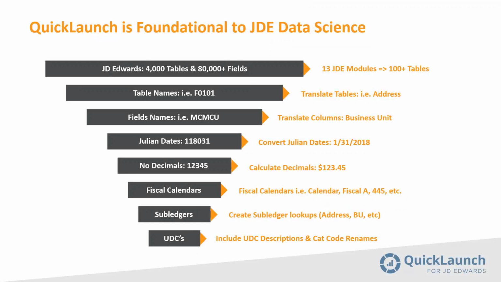Our Quick Launch solution translates the cryptic backend of JD Edwards so that you can have a great foundation for analytics and data science projects. We're renaming tables like the F0101 to be address and data fields like MCMCU to be business unit, and we're converting dates and decimals and also renaming your UDCs and your CAT codes with business-friendly names.